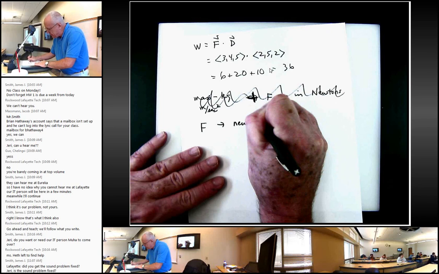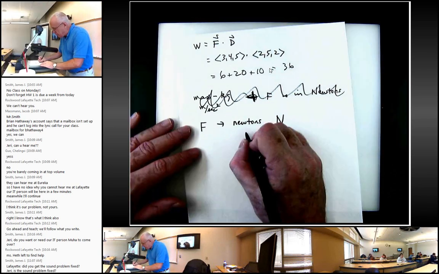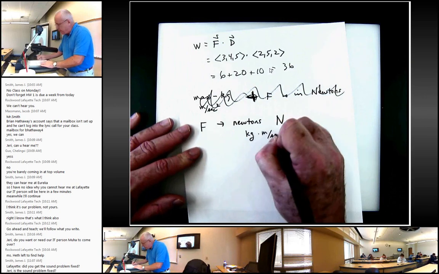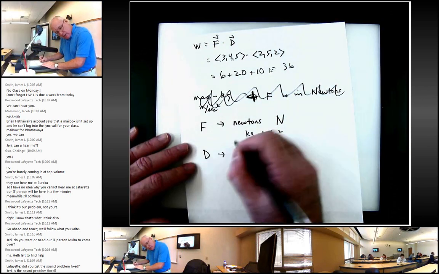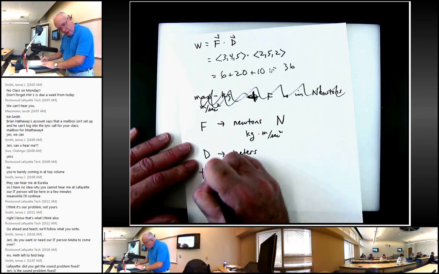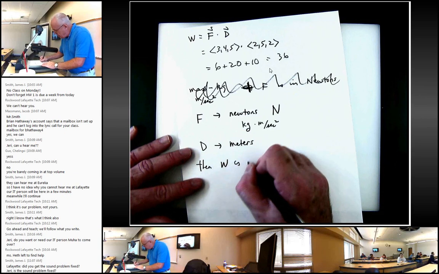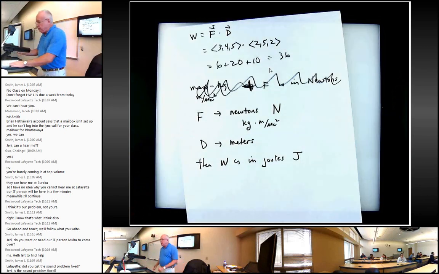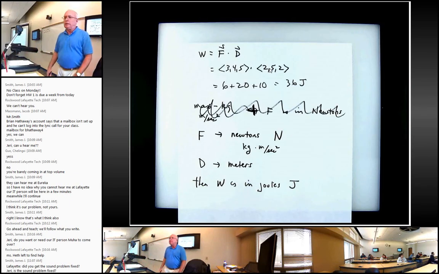You can tell I'm not a physicist. And newtons is from mass times acceleration, so that is in the term of kilogram, I believe it's kilogram meters per second squared. So if our force is in newtons, and our length is in meters, then work is in joules. That's the dimension of work, which is a capital J. So with all those appropriate dimensions, the work would be 36 joules.